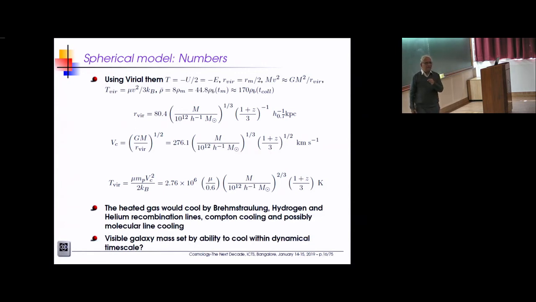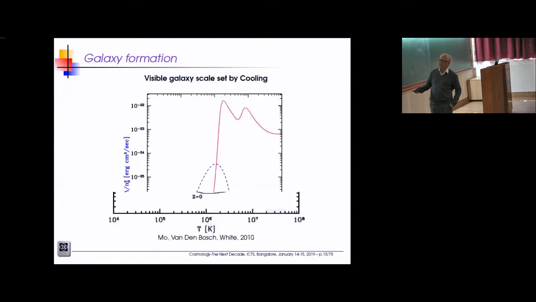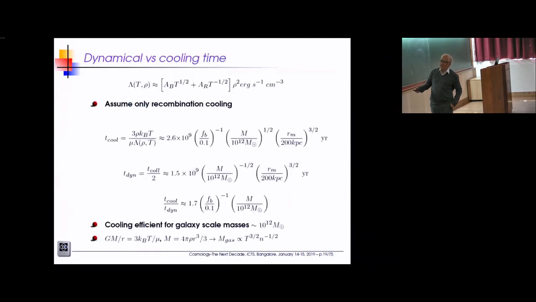That argument will again get slightly modified if you allow for molecular line cooling. And we'll again come to that. So the bottom line, as I said, is that visible galaxy mass is set by the ability to cool within dynamical time scale. And you can do this a bit more in detail.